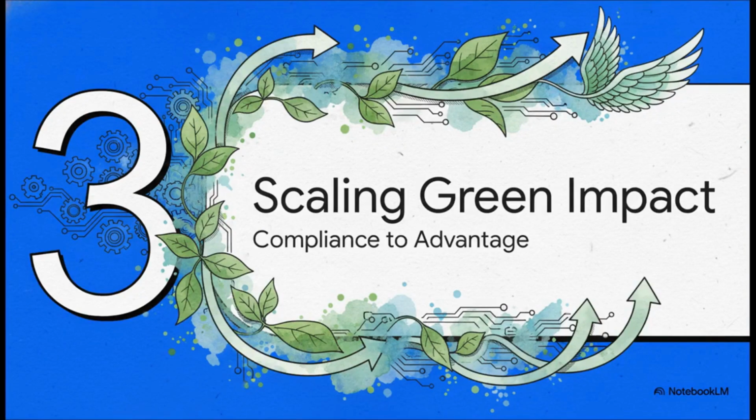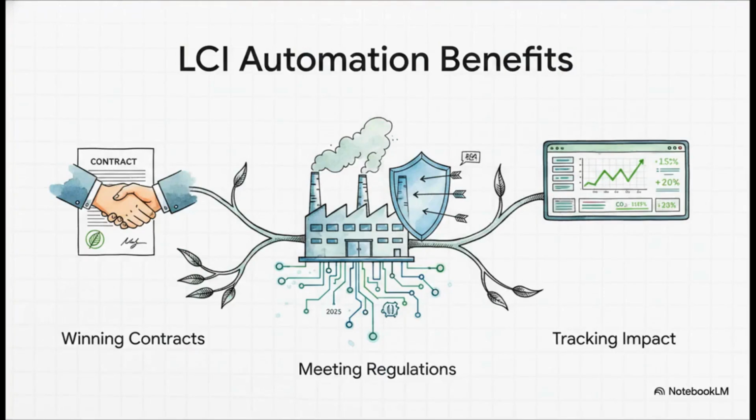Okay, so once you nail down the how, the why becomes so much more exciting. This isn't just about making compliance less painful. It's about turning what used to be a regulatory headache into a serious competitive advantage for your business. When you automate your LCI data, you suddenly unlock some pretty big opportunities. You can start confidently bidding for those lucrative green contracts that require this kind of reporting. You'll be way ahead of the game for future supply chain regulations. And maybe the coolest part, you can actually track your environmental impact almost in real time.